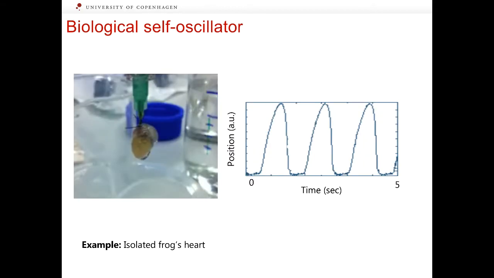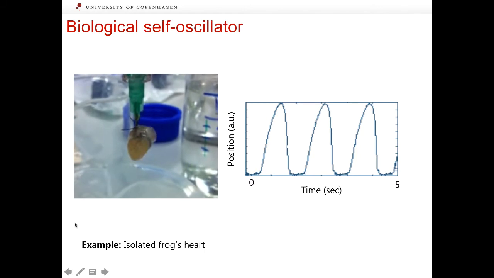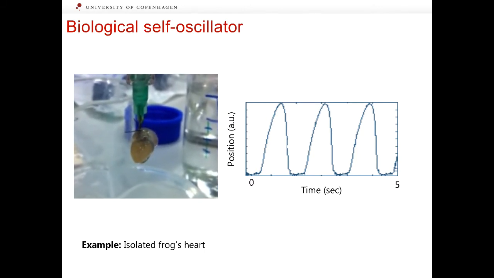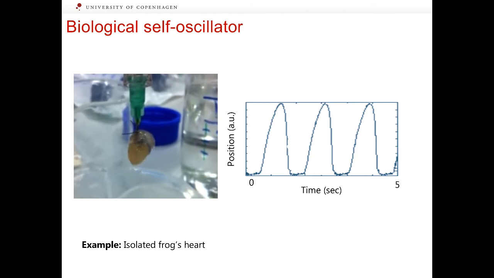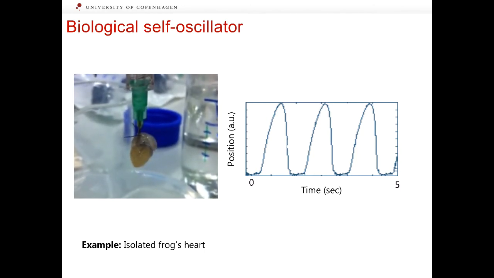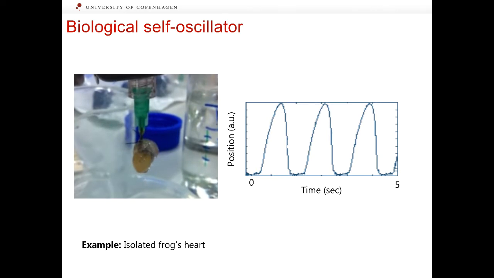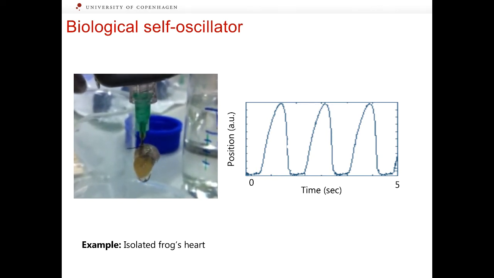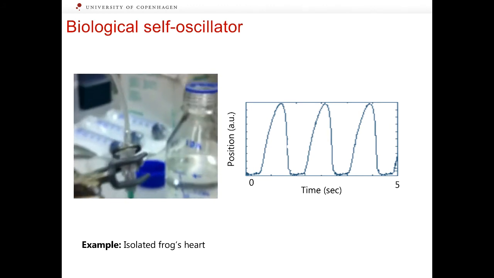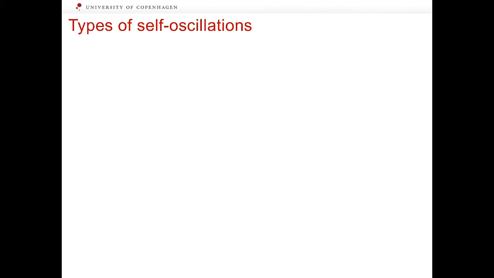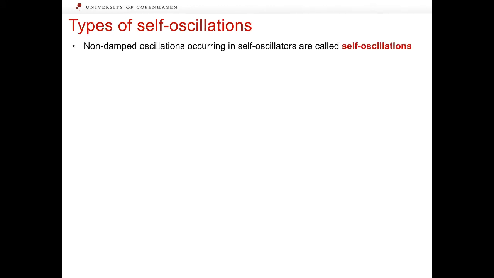This slide shows self-oscillations occurring in an organ. This organ is the heart of a frog, which was isolated from the frog. The trace to the right shows how the position of a point on a surface of the heart fluctuates as the heart beats spontaneously. To reiterate, non-damped oscillations occurring in self-oscillators are called self-oscillations.